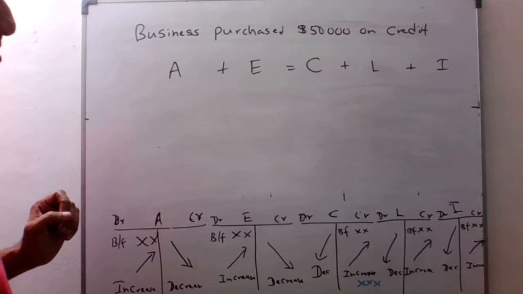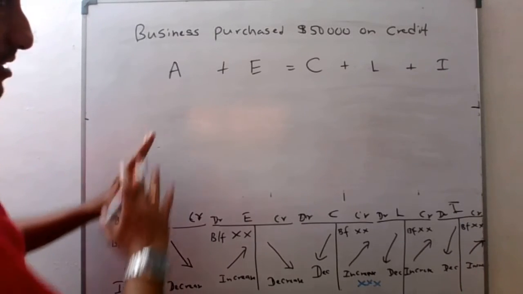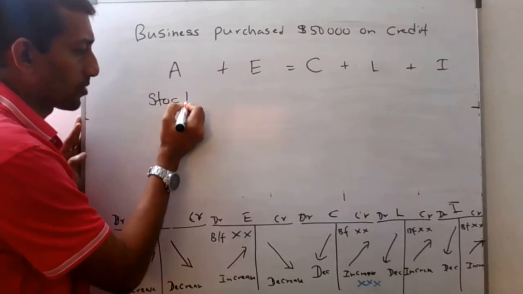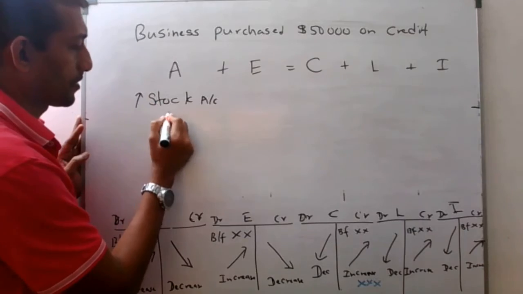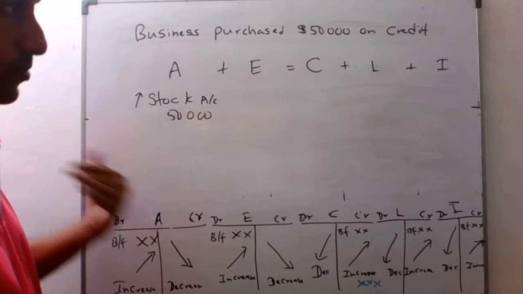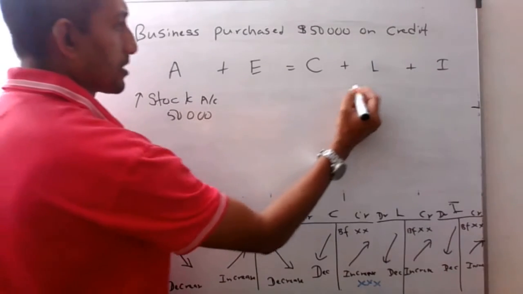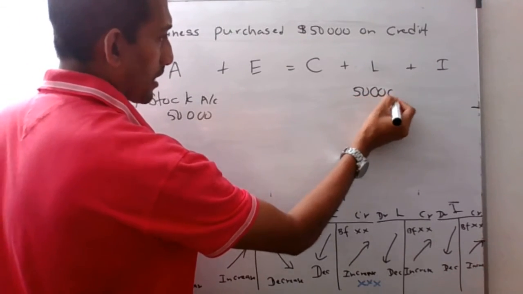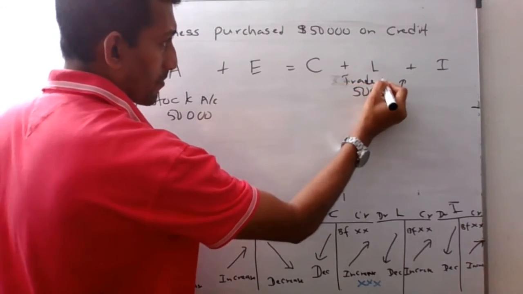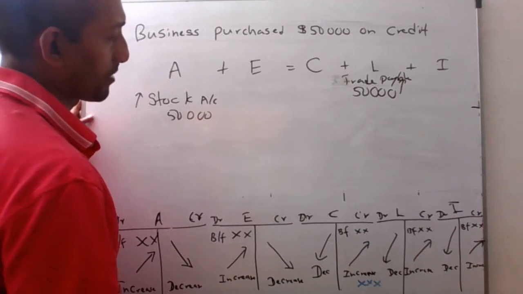Right, look at this transaction. Another example. Business purchased 50,000 goods on credit. So let's first quickly understand the effect. The moment you purchase stocks, your stocks is going to go up by 50,000. And because we are purchasing on credit, we have to pay them. So it's a liability, and we are increasing our liability. So our liability, on the other hand, is increasing by 50,000. We call this account trade payables. So the trade payables went up 50,000, stocks also went up by 50,000.